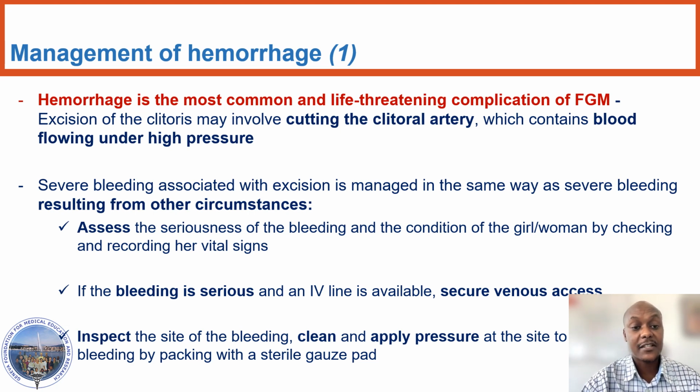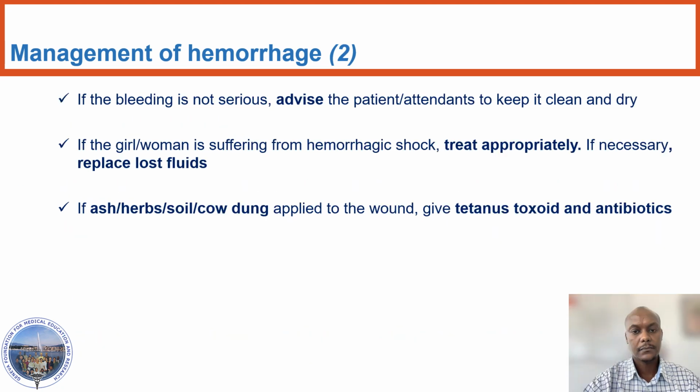Next, if the bleeding is serious and an IV line is available, you secure venous access. And then you inspect the site of the bleeding, clean and apply pressure at the site so as to stop bleeding by packing with a sterile gauze pad. If the bleeding is not serious, you'll advise the patient and or the attendants to keep the site clean and dry. If the woman or girl is suffering from hemorrhagic shock, you will treat appropriately, as we'll discuss later, and if necessary, replace lost fluids.